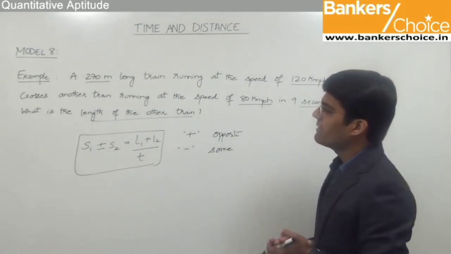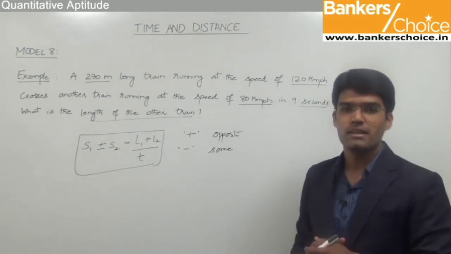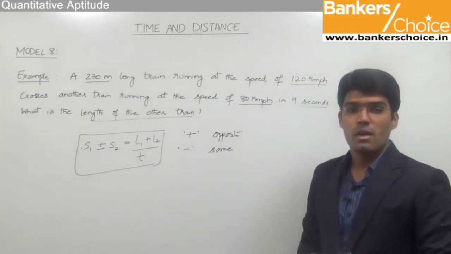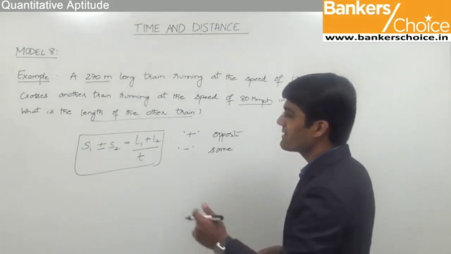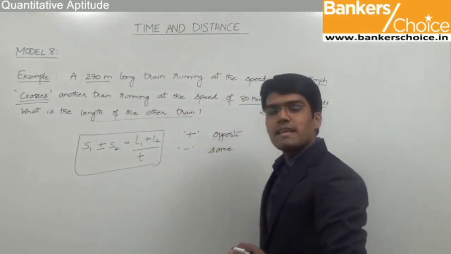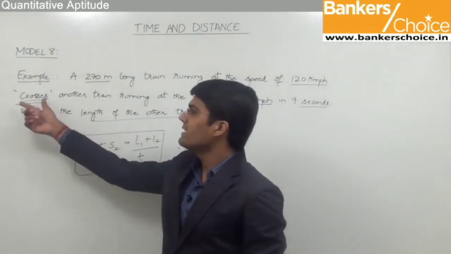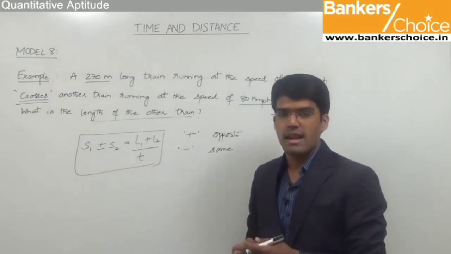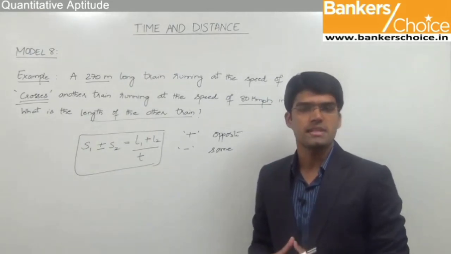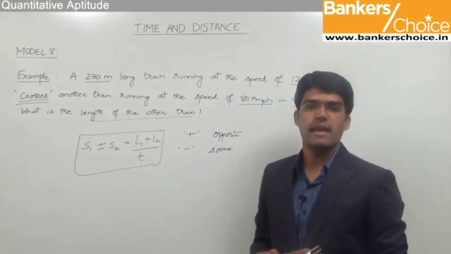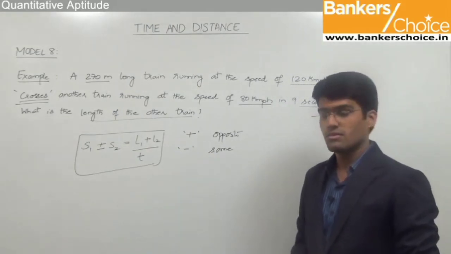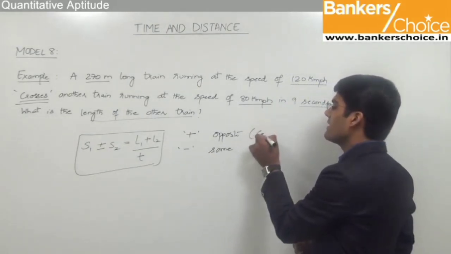Now as you can see here in the question, nowhere it has been specified whether the two trains are running in opposite direction or in same direction. But one important point given in the question here is that the first train crosses another train in 9 seconds. Now the word crosses here plays an important role. Understand friends, crossing is possible only when the two trains are running in opposite direction. So instead of directly saying that the two trains are running in opposite direction, the question says they are crossing each other. So it is clear that the trains are running in opposite direction.